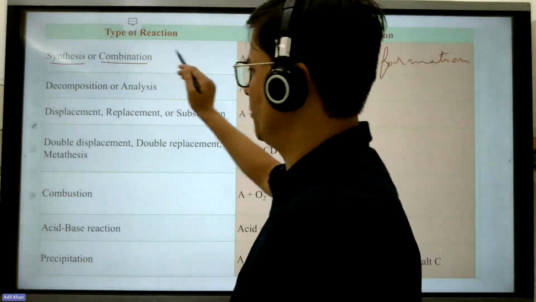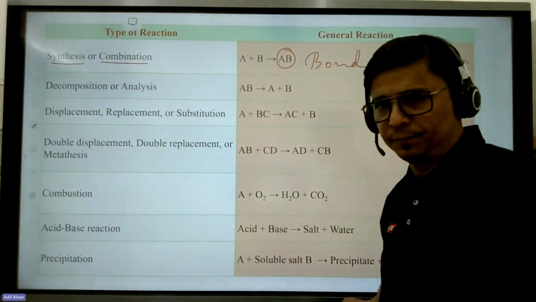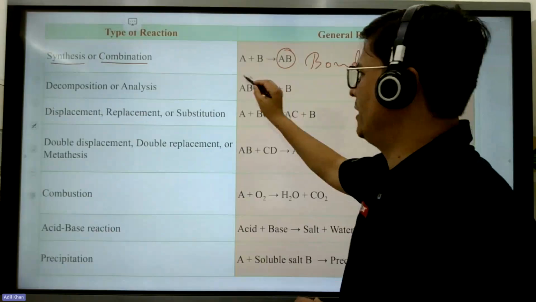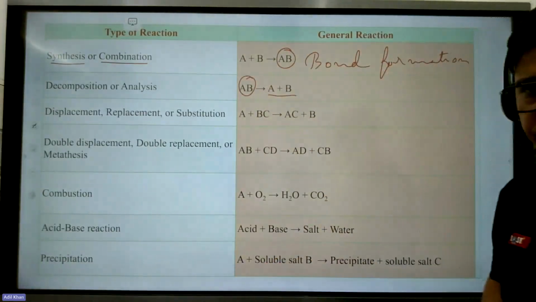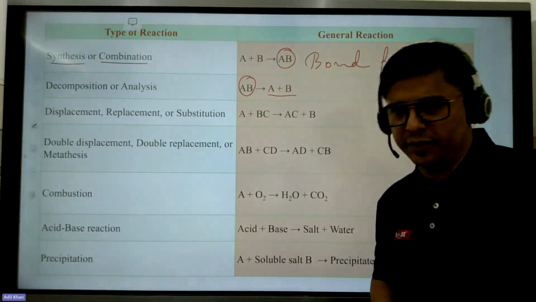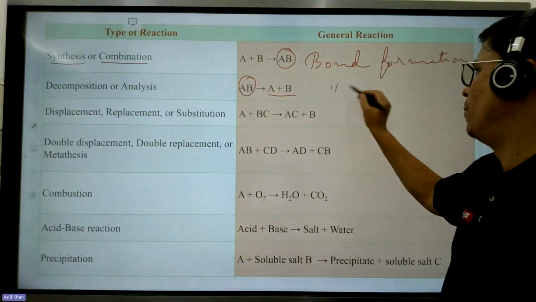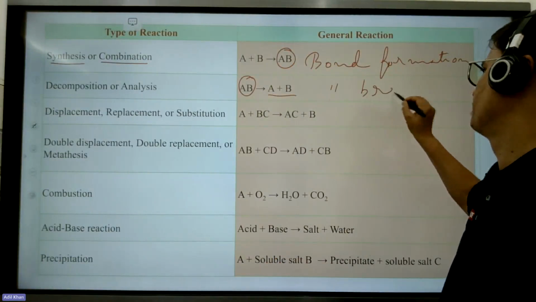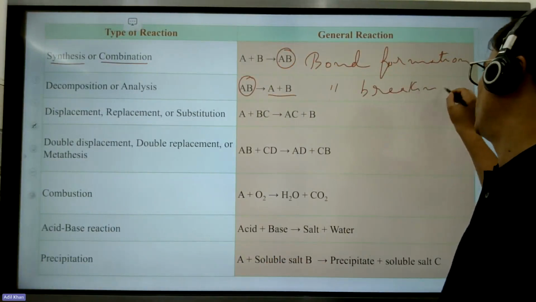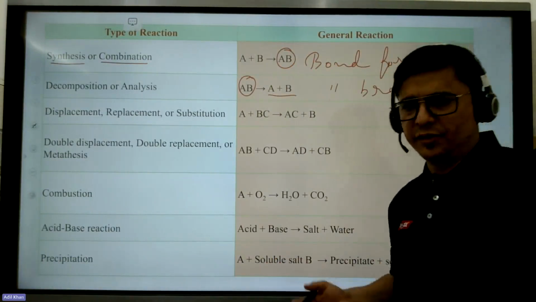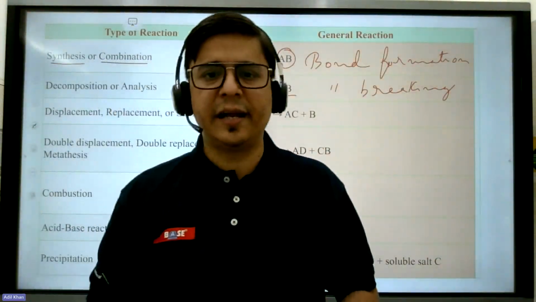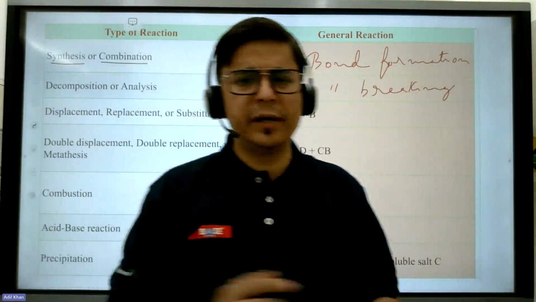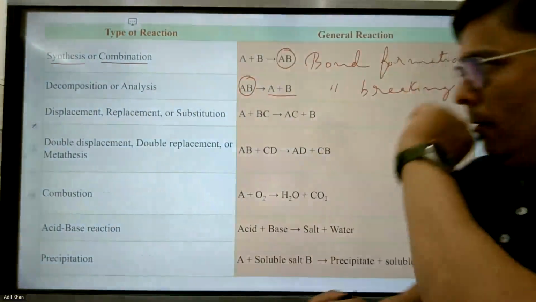Then you have decomposition reaction or analysis reaction. So here we use one reactant and it breaks down into two different simple products. And in this case, bond breaking we see. And whenever bond breaking is involved, you need some external source, like heat or pressure. Heat can be in the form of sunlight or the normal heat you give.